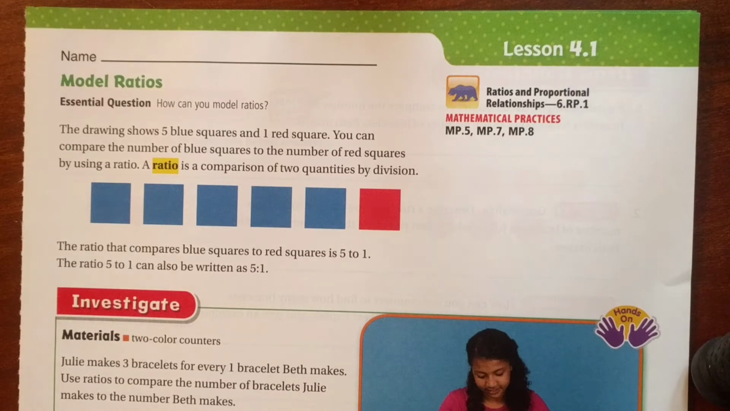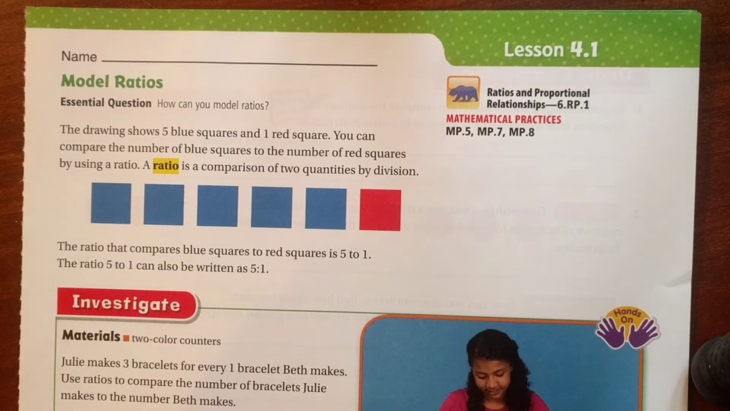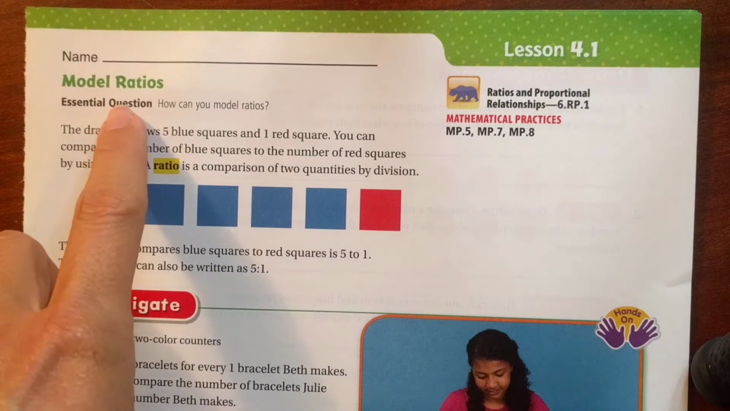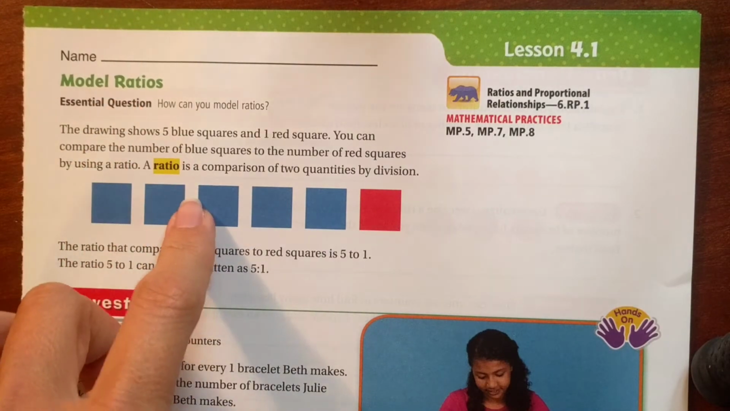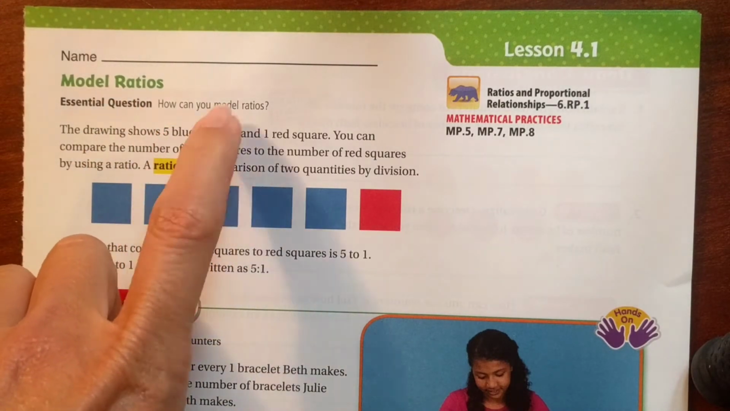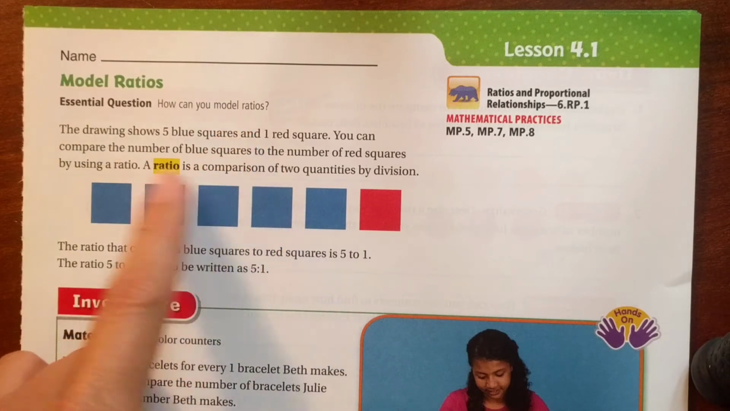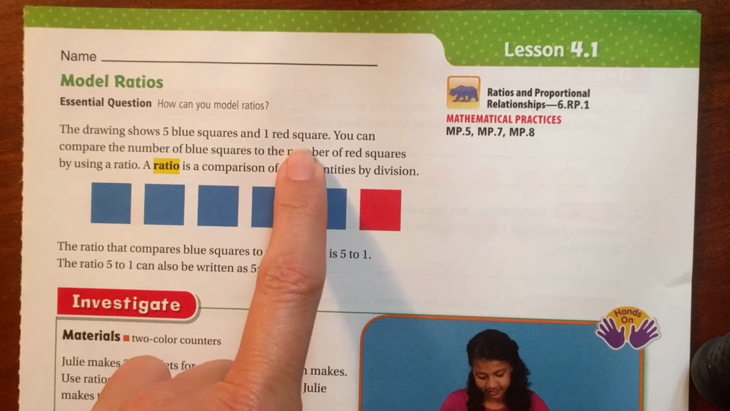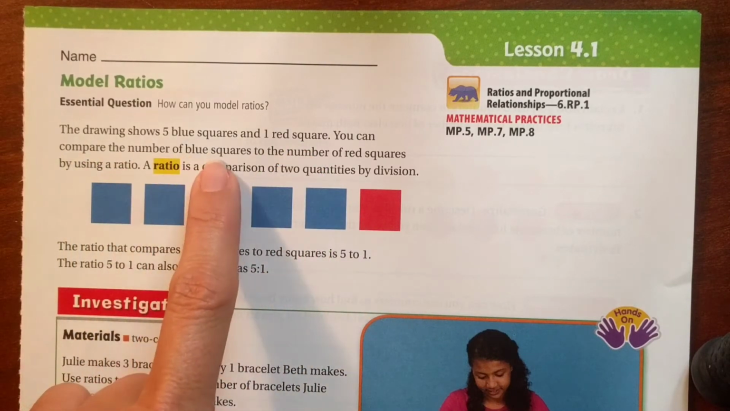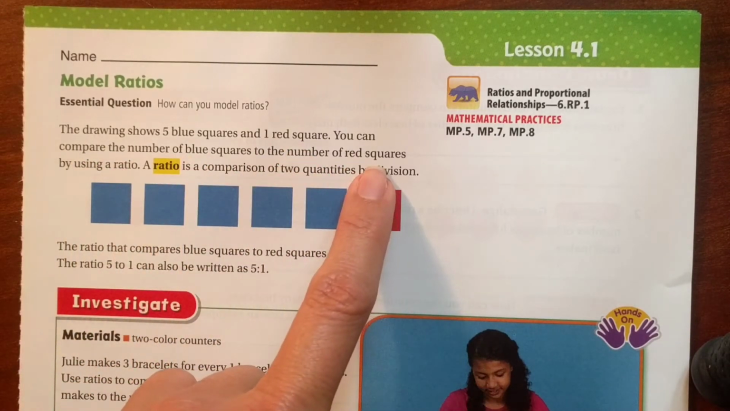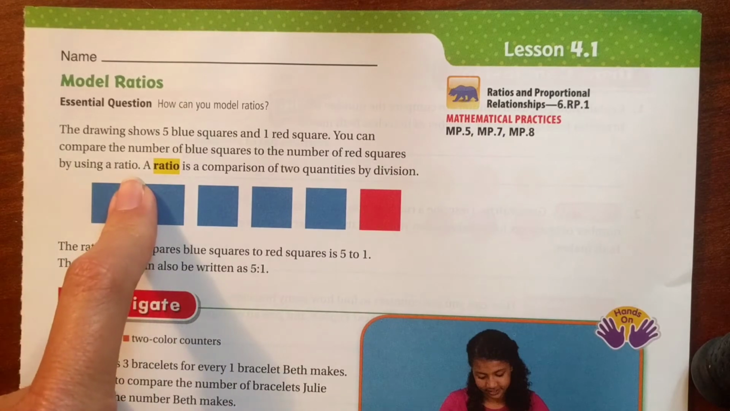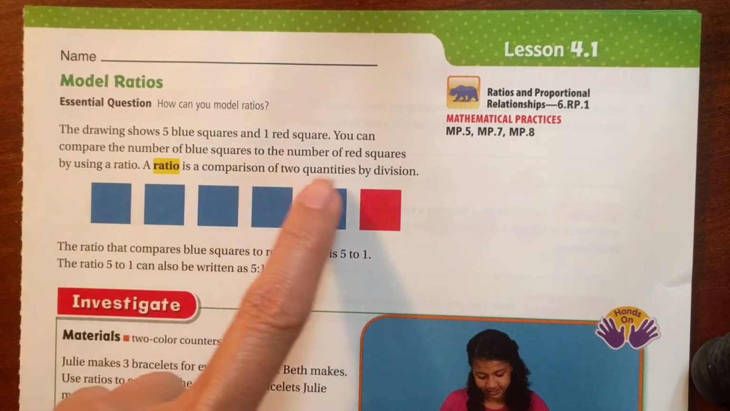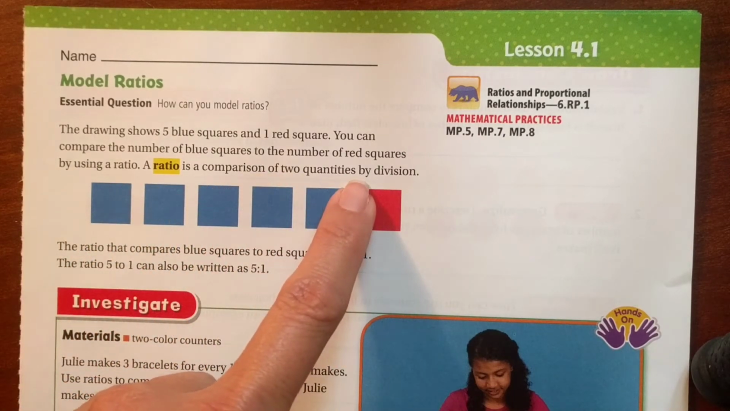Today in lesson 4.1, as on page 153, as we learn about ratios and rates, we're going to start by modeling ratios. So, our essential question is, how can you model ratios? The drawing shows 5 blue squares and 1 red square. You can compare the numbers of blue squares to the number of red squares by using a ratio. A ratio is a comparison of two quantities by division.